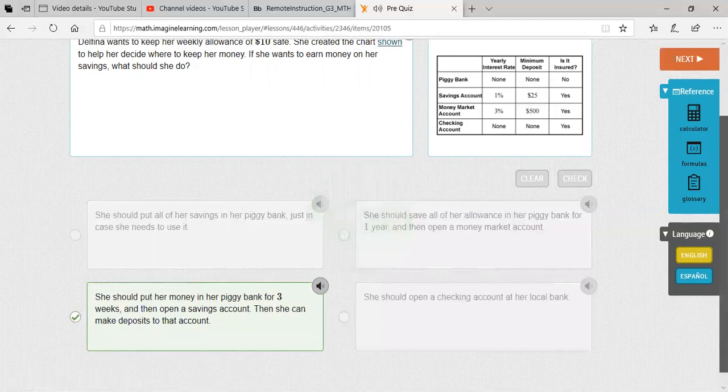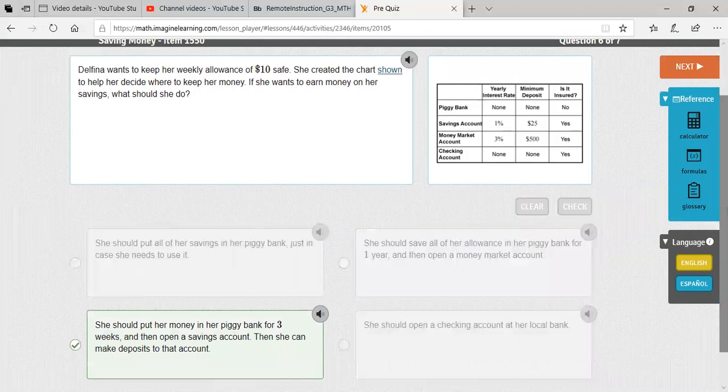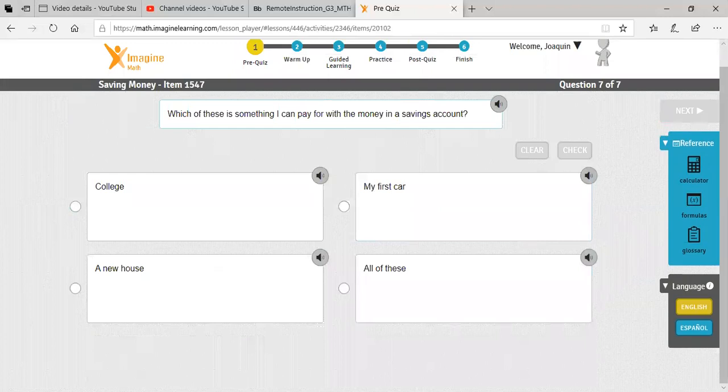All right. Well, we have the last question. Which of these is something I can pay for with the money in a savings account? Well, it could be good for college, of course. First car that you would like to buy, of course, you can pay for the car. A new house, of course, also with your savings. All of these, actually. So this is a good answer. Check.